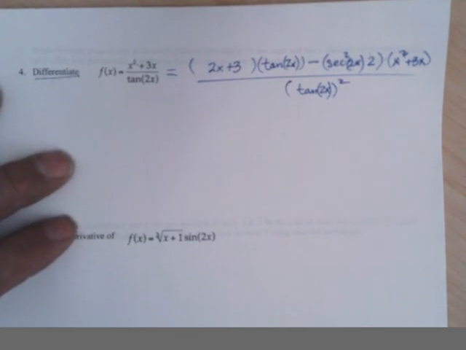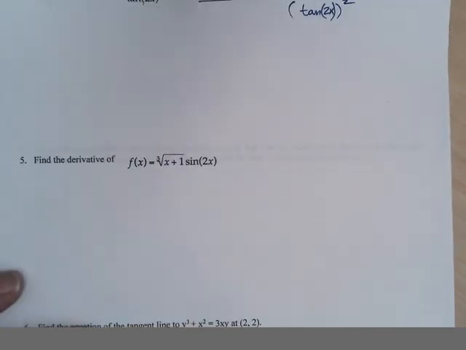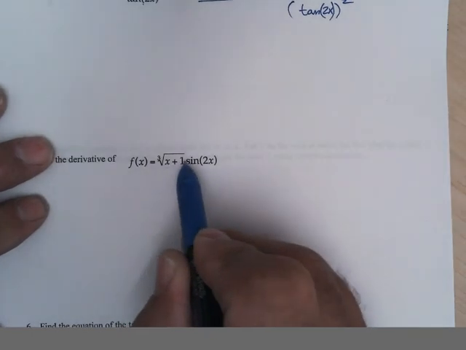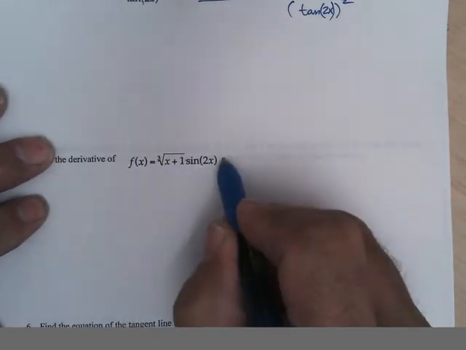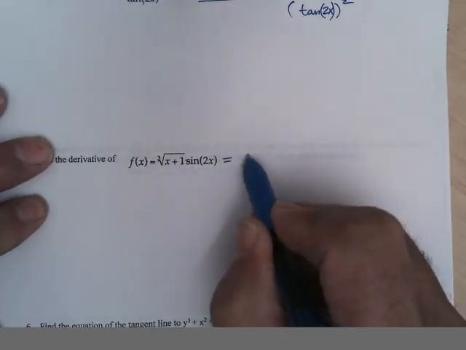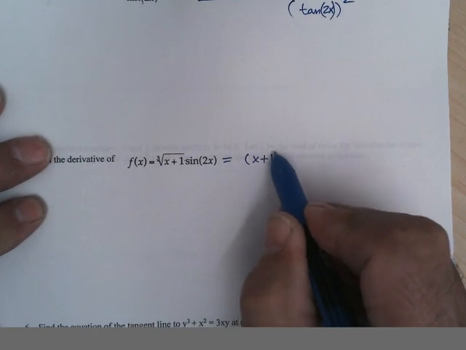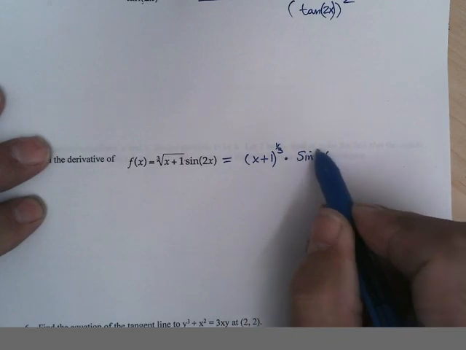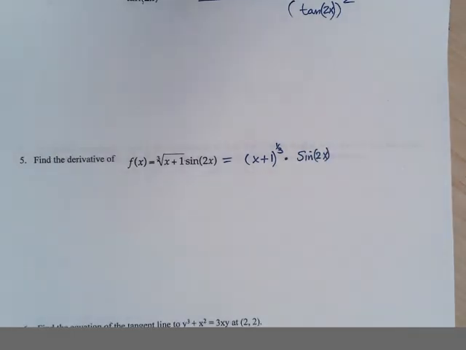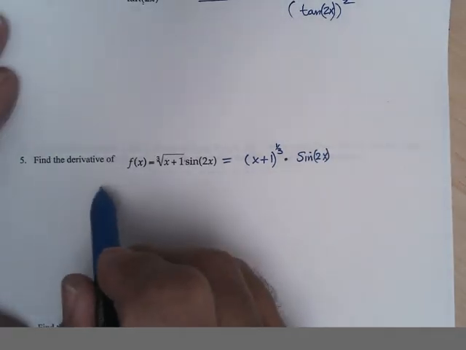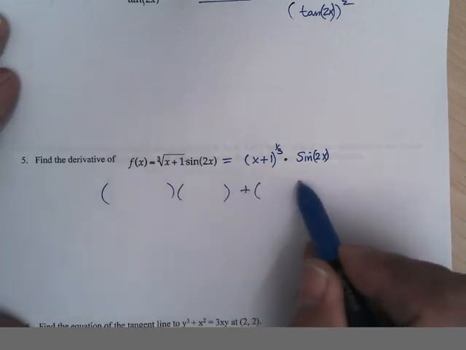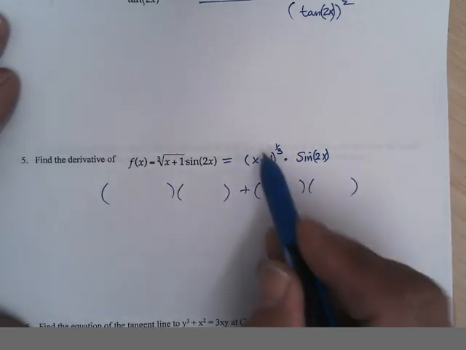It could be simplified, but I'm going to leave it. Find the derivative of this. So now we have two things multiplied. And I'm going to look at this as (x + 1)^(1/3) times sin 2x. To find the derivative of the product, you do the derivative of the first times the second, plus the derivative of the second times the first.